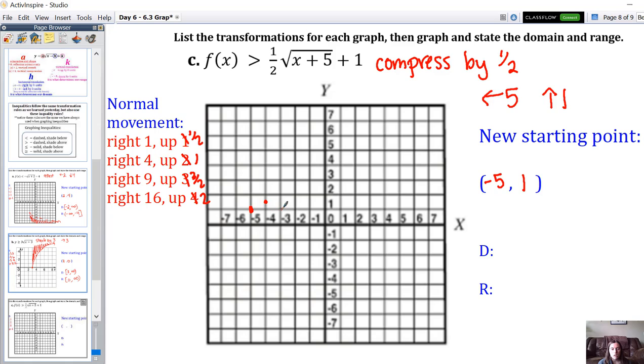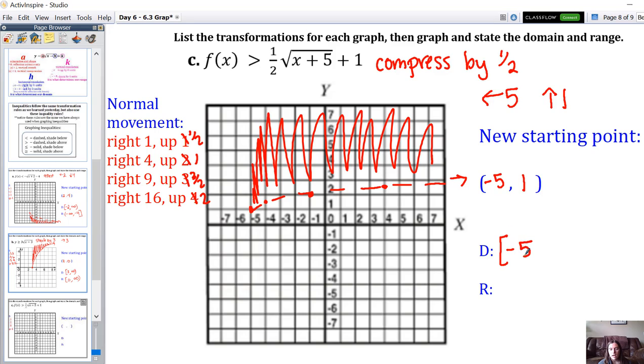the right 4 and up 1, to the right 9 and up 1.5. 3 halves is 1.5, and then we would go to the right 16, and so on and so forth. This one is strictly greater than, so we have a dashed line, and we want everything that's greater than our graph, so we're going directly above our graph, shading that entire region. The domain here, from left to right, is -5 to infinity, and our range is from 1 to infinity.